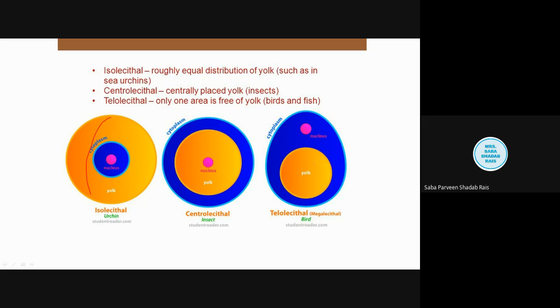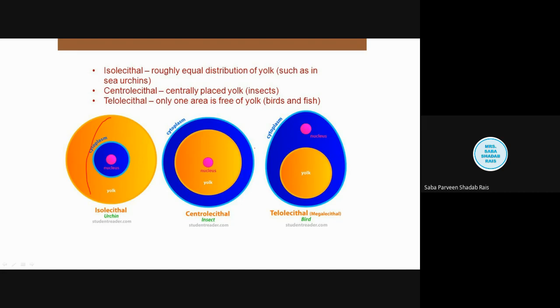So telolecithal egg will show the polarity. Proper polarity will be there. Vegetal pole will be large and prominent. That's why it is going to make the broader vegetal pole, and the egg will acquire an oval shape because they will have the broad base because of the heavy deposition of the yolk present in that nucleus. You will find that it will be present into that.